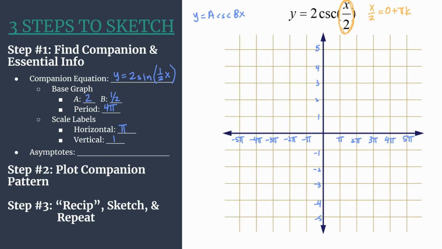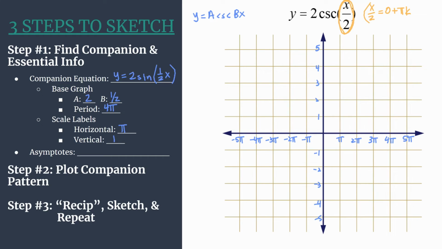If you aren't sure about this, take a look at the equation y equals cosecant x, and you'll see that the asymptotes happen at 0 plus pi k, and just substitute in different values for k to get different asymptotes. All right, so again, take those inputs, set them equal to 0 plus pi k, and solve for x.